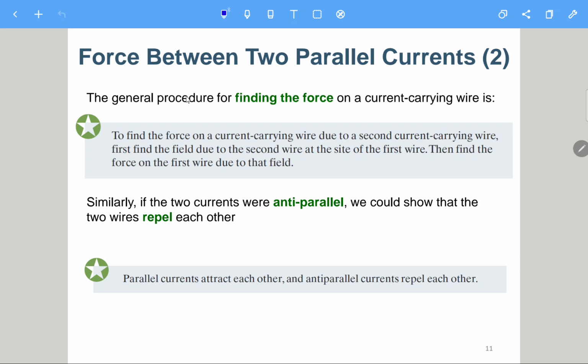Okay, to summarize again. The general procedure for finding the force on a current carrying wire due to a second current carrying wire is: first find the field due to the second wire at the site of the first wire, and then find the force on the first wire due to that field. Similarly, if the two currents were anti-parallel, we use the terms parallel and anti-parallel. Parallel means the currents go in the same direction. Anti-parallel means the currents are going in opposite directions.